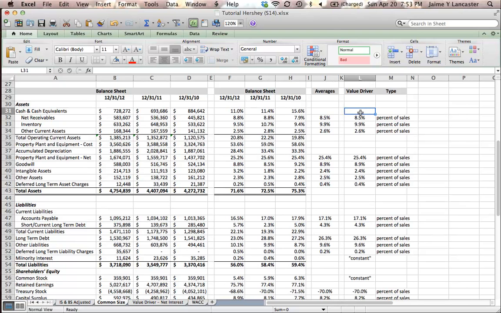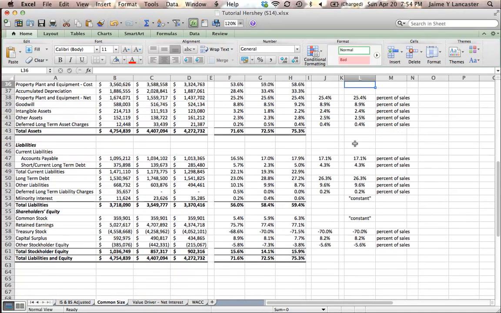But what about something like cash? Well, cash is going to be our plug, so we don't give it a value driver. We don't give total operating current assets a value driver because we're going to forecast all of these items, add them together to get total operating current assets. We don't need a value driver for plant, property, and equipment at cost or accumulated depreciation because we're going to forecast the net plant, property, and equipment. And then we're going to add this year's depreciation expense to our accumulated depreciation and work backwards to get plant, property, and equipment at cost.